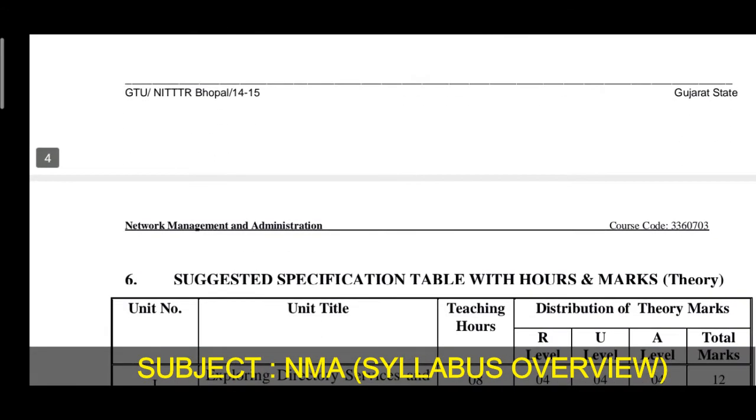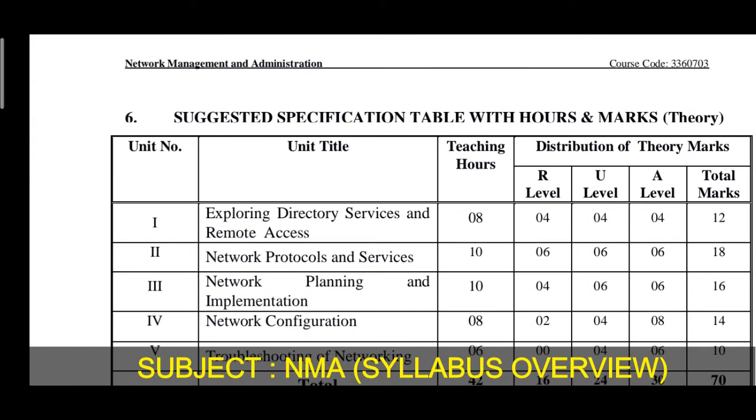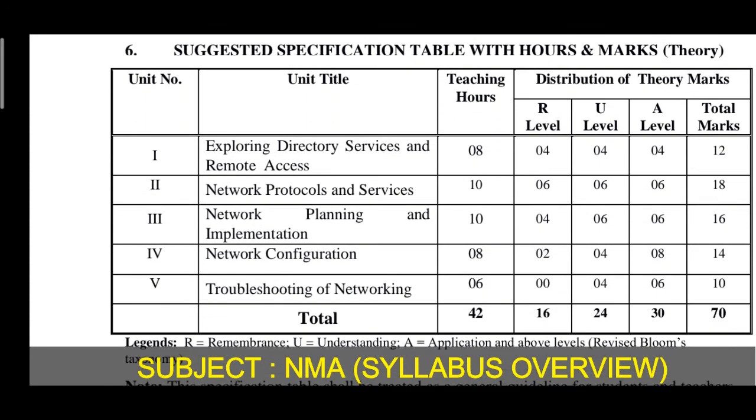Next, here is the suggested specification table with hours and marks. Whenever any GTU exam is conducted, chapter number 1 is considered as 12 marks, chapter number 2 as 18 marks, chapter number 3 as 16 marks, chapter number 4 contains 14 marks, and chapter number 5 contains 10 marks. So 18, 16 and 14 mean chapters 2, 3 and 4 are the most important chapters regarding our GTU university exam.